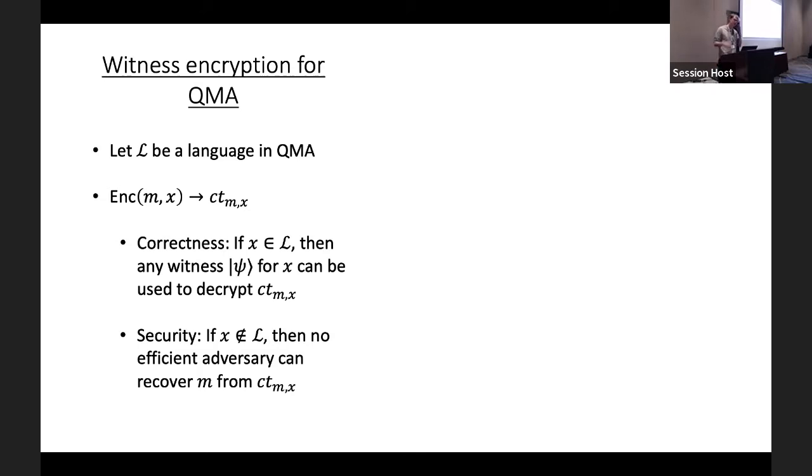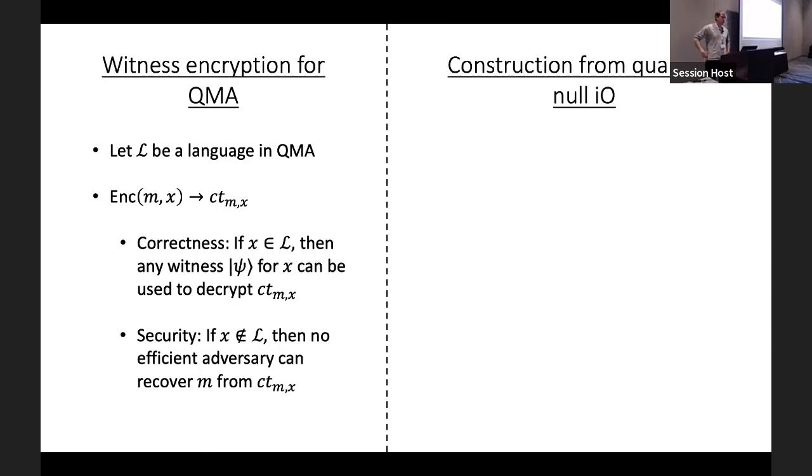Okay, and so once you have this notion of witness encryption for QMA, we show how to construct NIZKs for QMA and attribute-based encryption, and the various other applications that I showed on the last slide. So now I want to describe to you how you can actually build a witness encryption scheme from null I/O. It's been known in the classical setting that classical null I/O implies witness encryption for NP. This is just a straightforward analog of that.